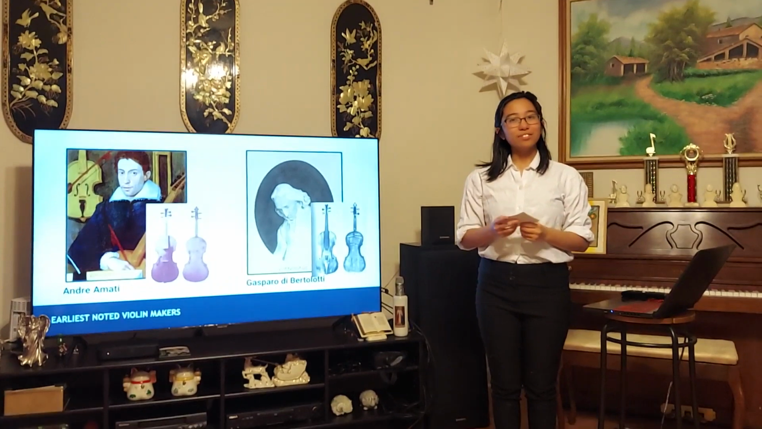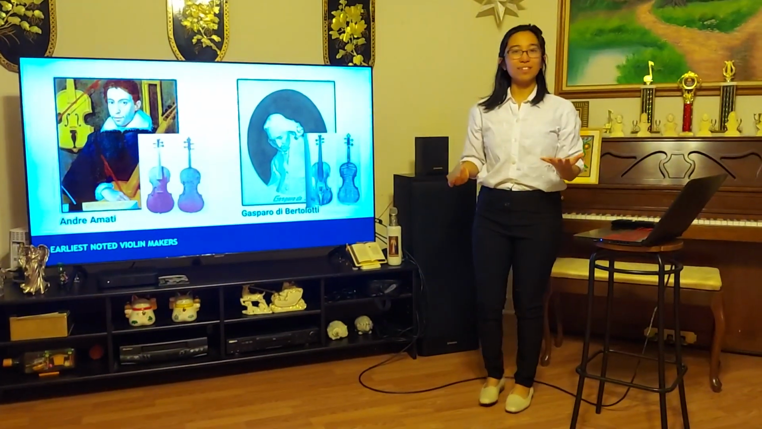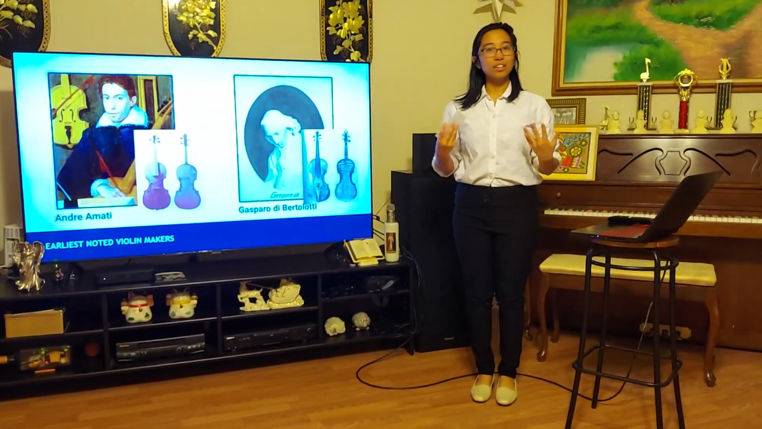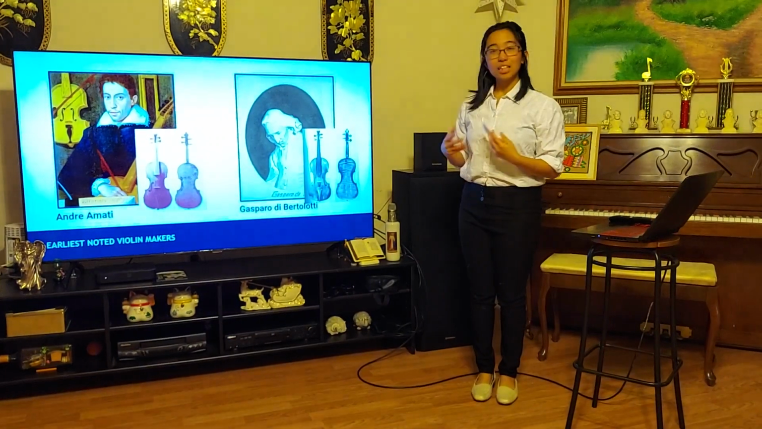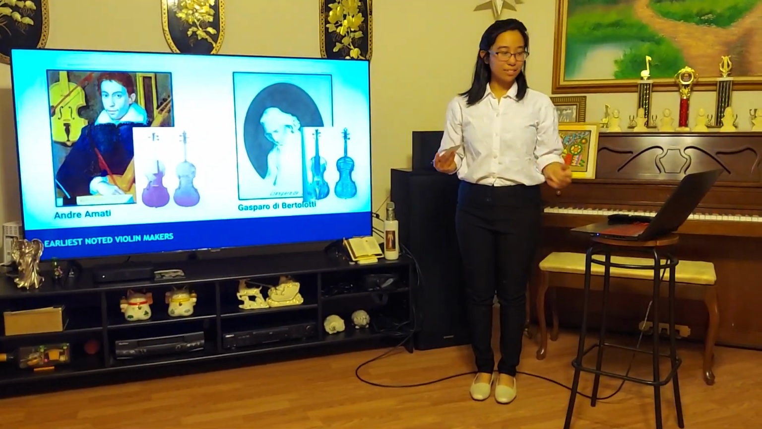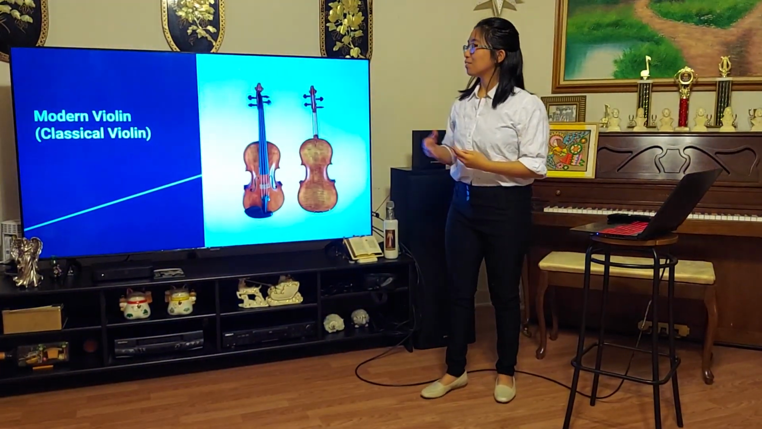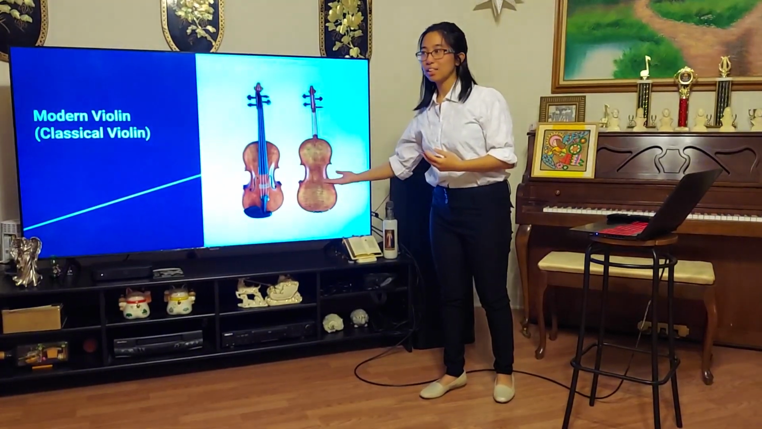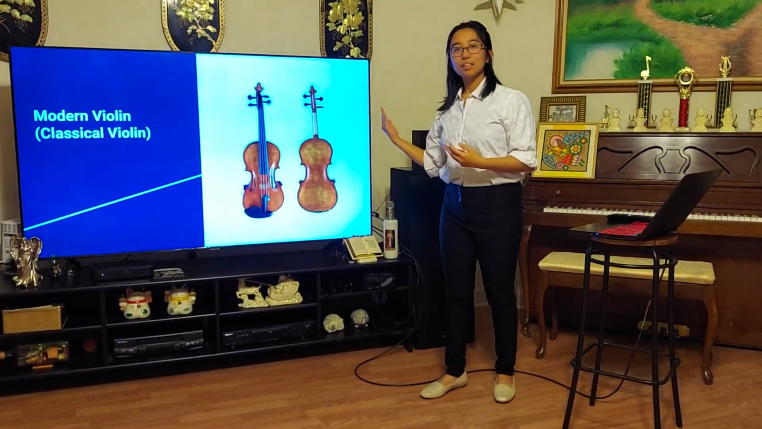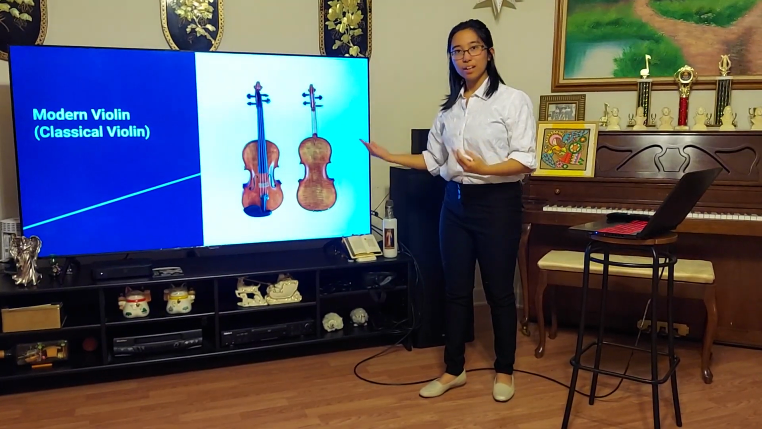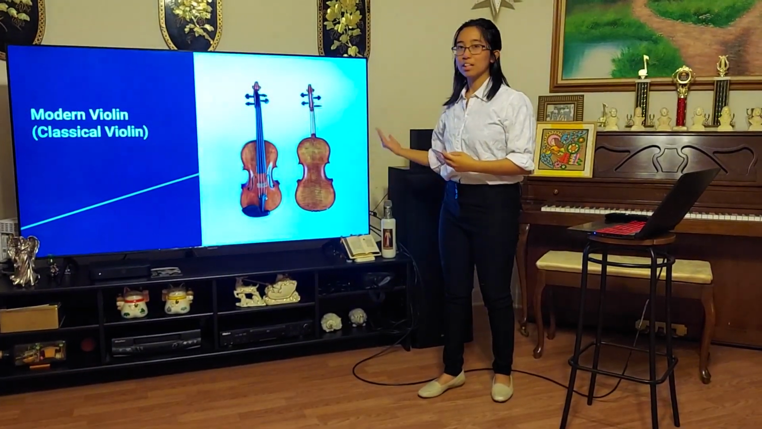The next thing I'll go over is the different types of violins. And according to ConnellyMusic.com, there are 7 different types of violins. The first one we have is a modern violin or classical violin. This is the one that we see the most. When we think of the violin, this is the one that pops up.